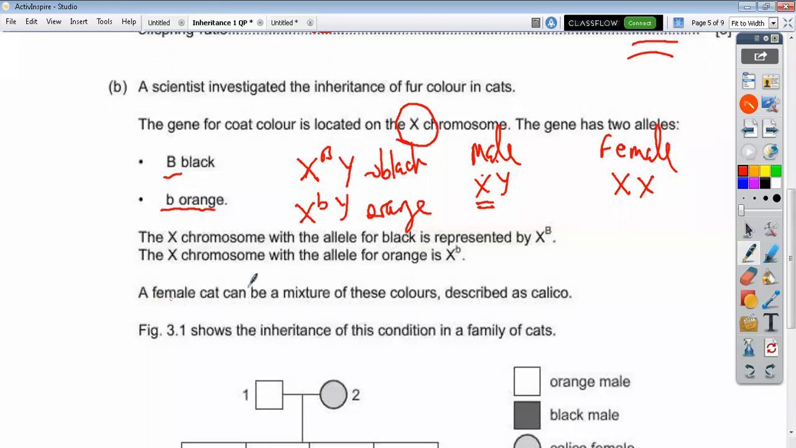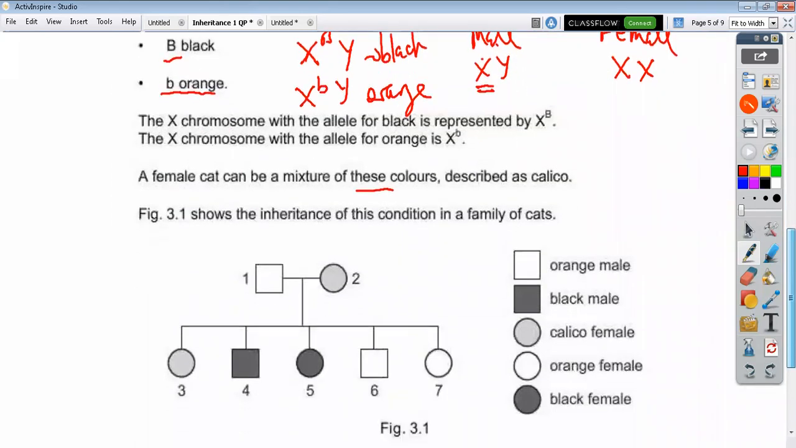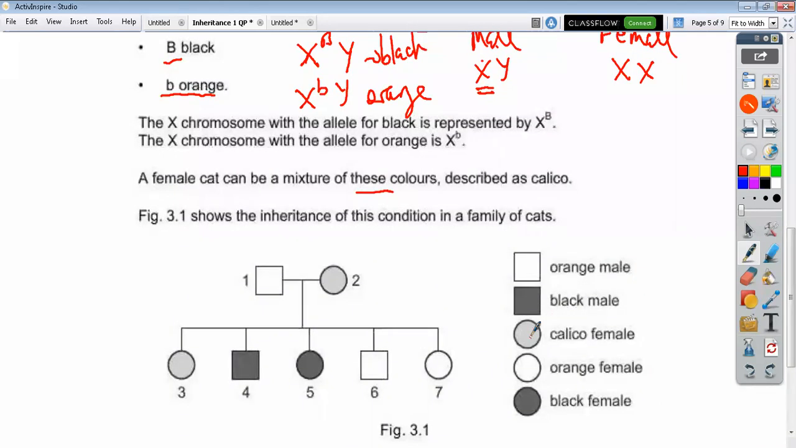Now, a female cat can be a mixture of colors, like what you're saying. So if it's a mixture like this, what does that mean about this female here? Can someone tell me? It means X capital B, X small b. Are we together? So for this here, it's quite obvious. It's an X^B and then X^b.